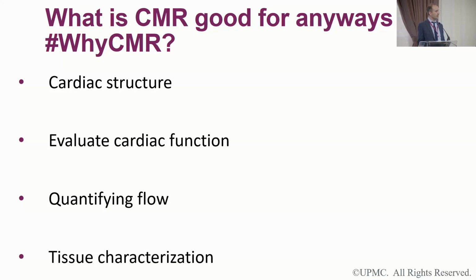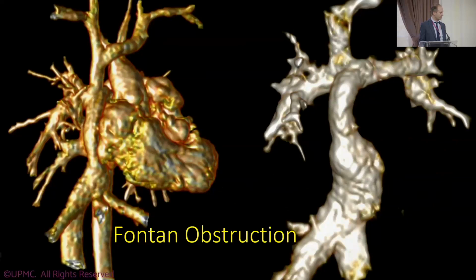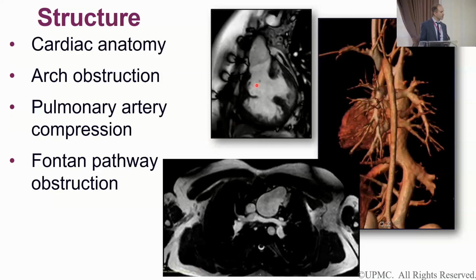So cardiac MRI is good for cardiac structure, evaluating cardiac function, quantitative evaluation of the flow, and also tissue characterization. So when looking at the cardiac structure, we can look at the cardiac anatomy. As we can see in this patient, this is a patient with double outlet right ventricle. The aorta is coming from the right ventricle here. There is a large VSD, and you see the subaortic conus.